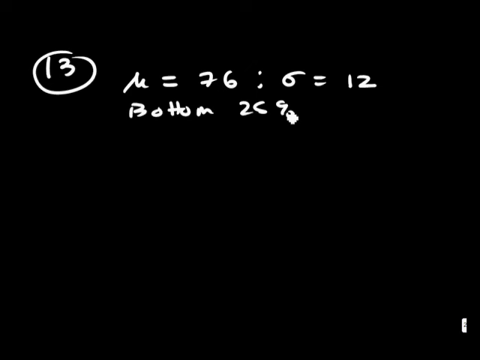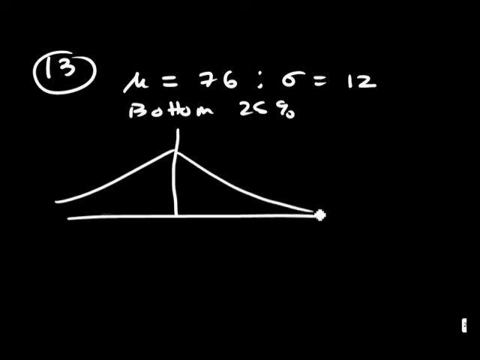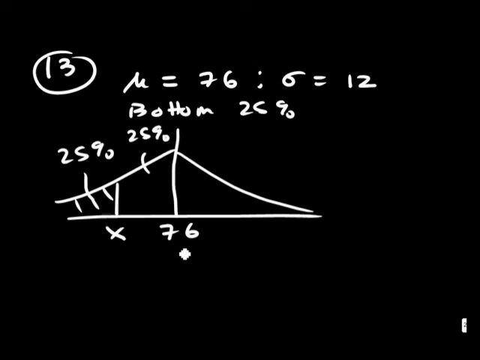Drawing a picture. The mean is 76. Some x value represents the bottom 25%. As you know, what is not shaded here is also 25%, because the sum of the left sides is 50%. As a z-score, 76 is 0, and the key is finding the z value associated with this picture.